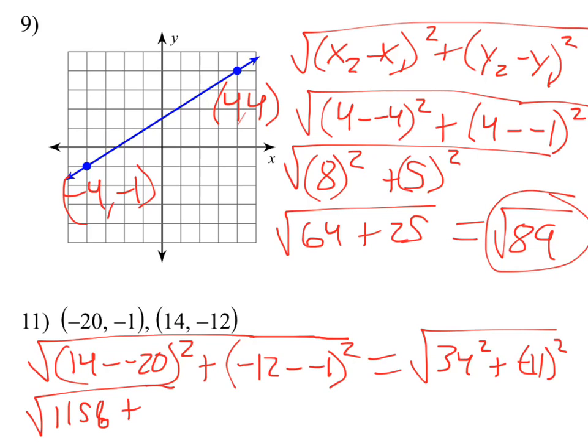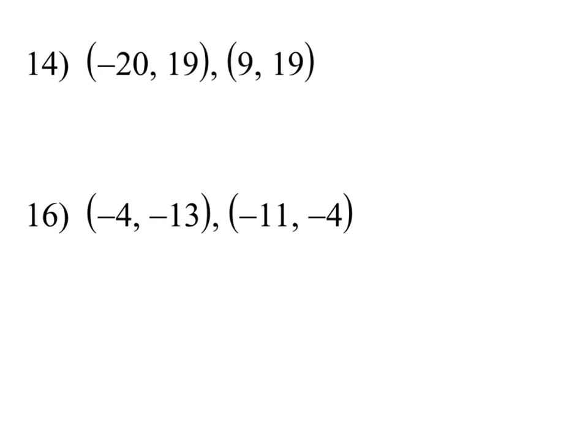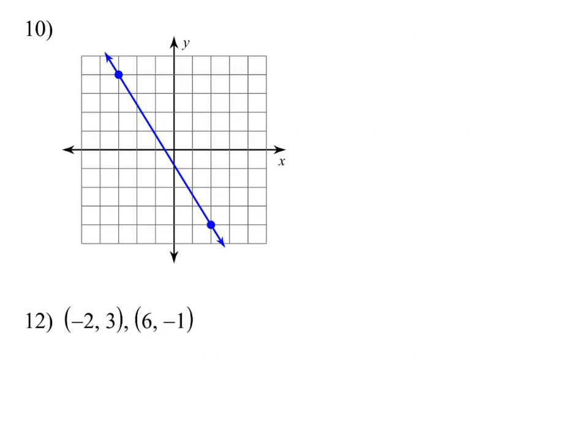And then negative 11 squared, negative 11 times negative 11 is going to be positive 121. And if you add those together, you're going to get the square root of 1,277, which is just fine. You can let that be. Moving on to the next ones. It shouldn't be too bad.